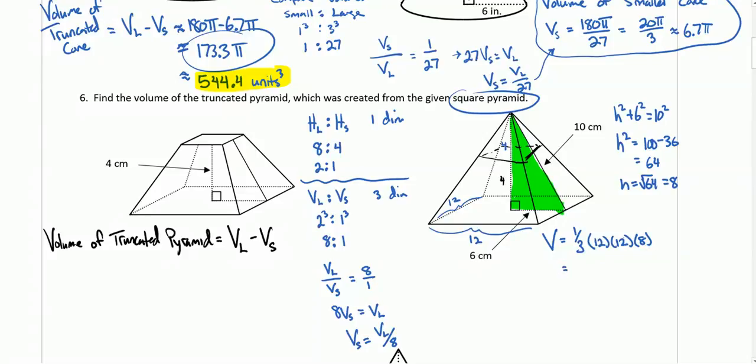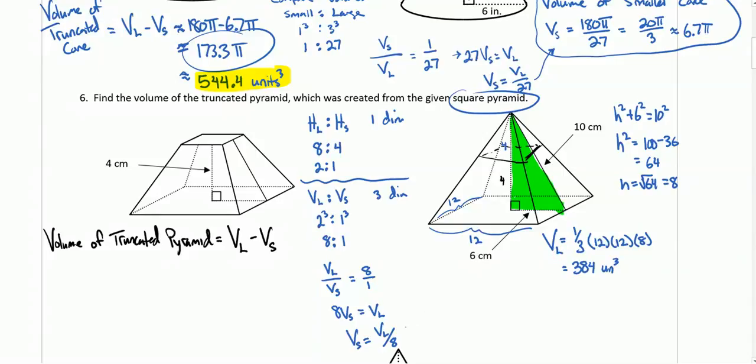So plug that into the calculator. 12 times 12 times 8, divided by 3. And we get 384 units cubed. And that's the volume of the larger pyramid.